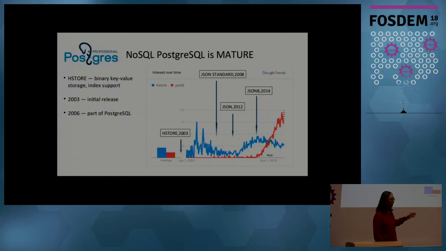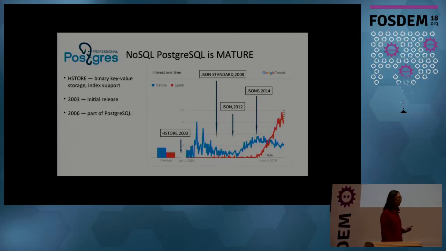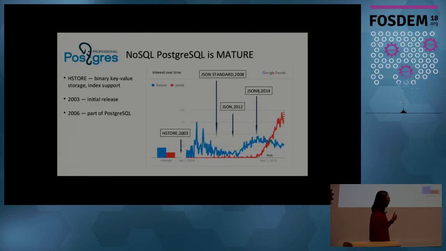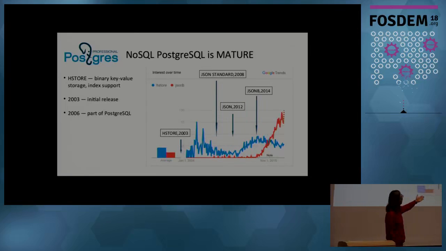And 2 years later, in 2014, we developed JSONb. Some people say it is binary JSON. I would say that it is better JSON because it has a lot of functionality. It has binary structure, indexing, and so on. You see that HStore is the blue line, and red is JSONb. And Google Trends shows a clear picture that JSONb has become very, very popular.